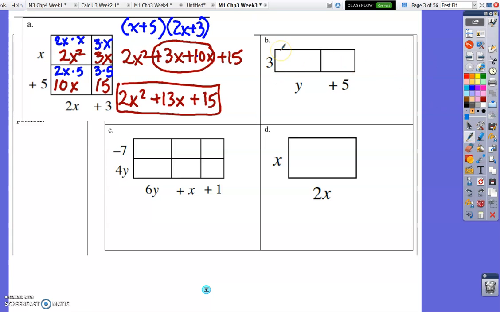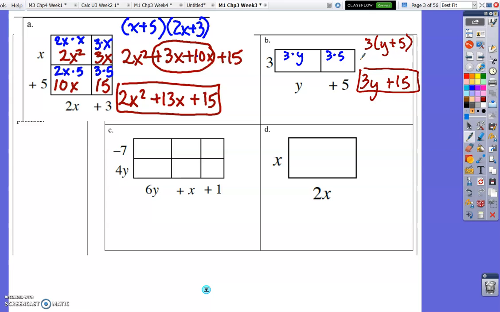And so this one would come from 3 times y plus 5. And we already kind of know how to do this with the distributive property that we learned before this class. But they're asking us to use the area model, so we'll go ahead and go slow. 3 times y, 3 times 5. And so my answer is 3y plus 15. And that's it. So those are the two things they're looking for on this.